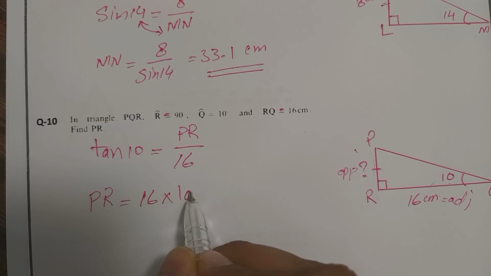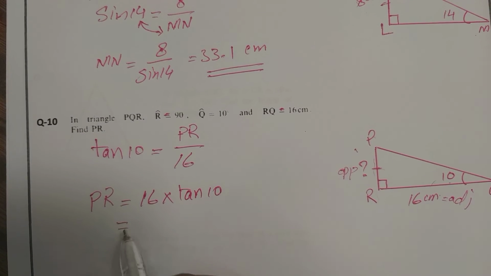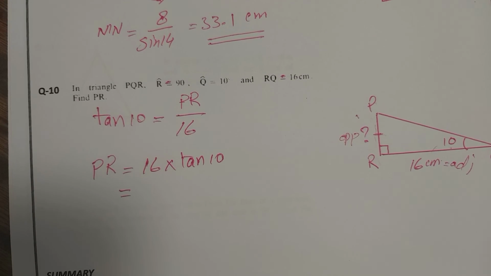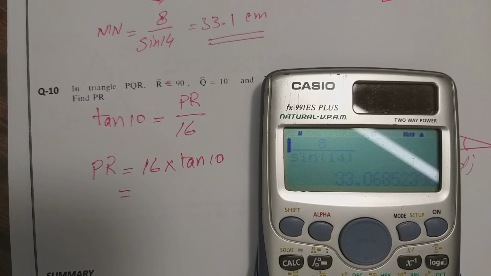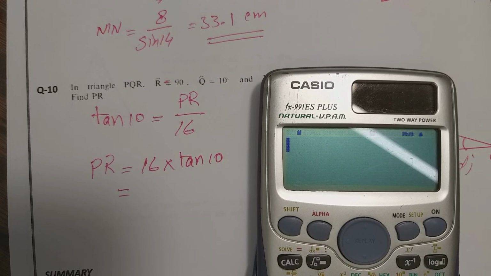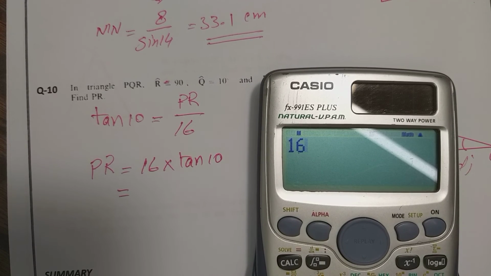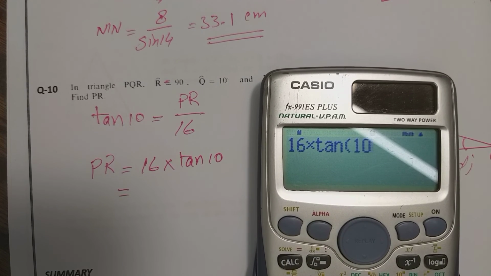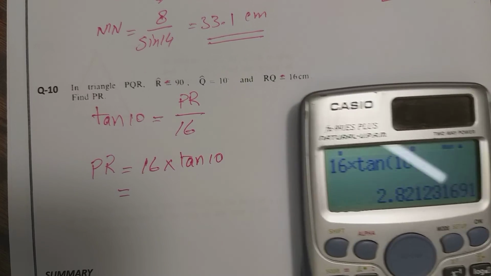16 times tan 10, the angle 10. Guys, again and again I'm repeating, please don't forget the formulas before you do the question. You should remember the formula. If you remember the formula, then you can easily simplify the question. So 16 times tan 10 is equal to 2.82.